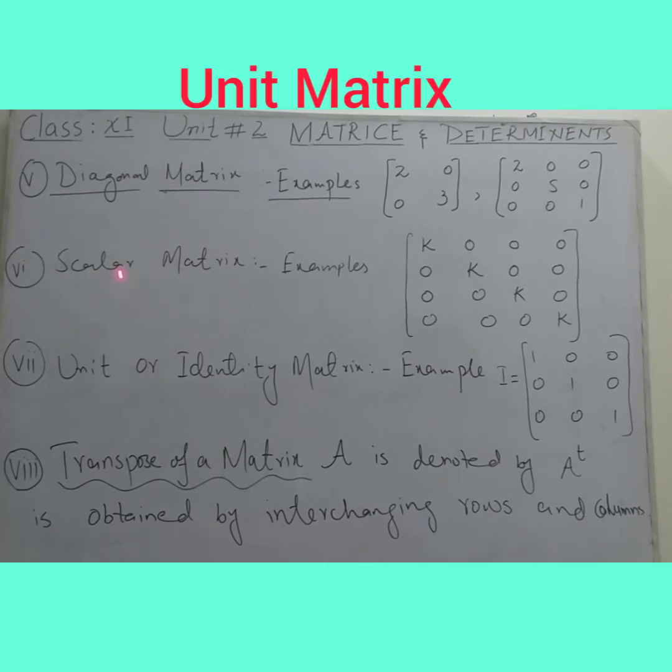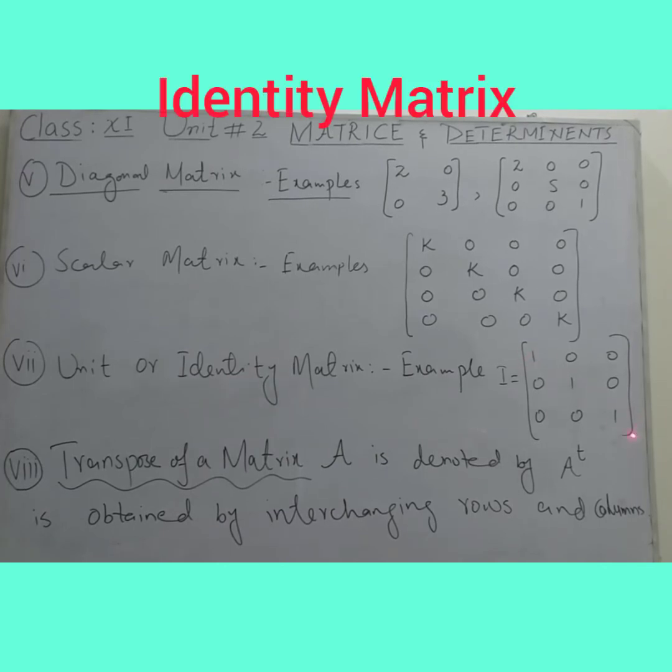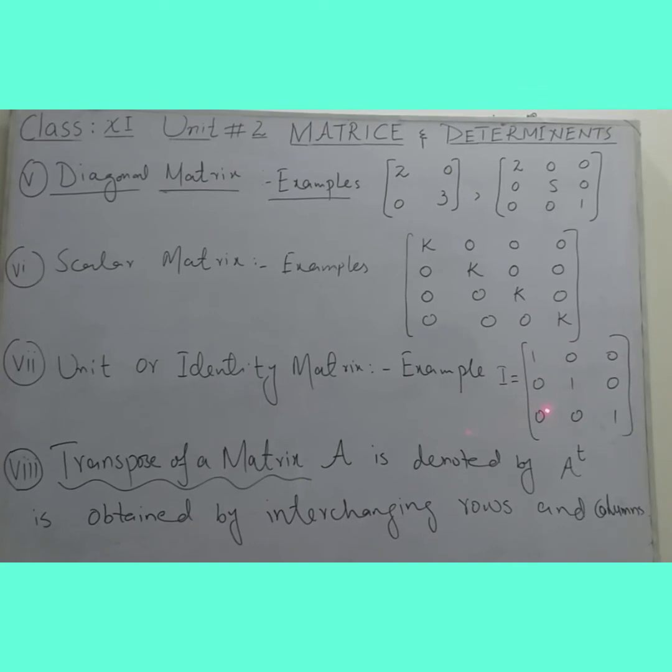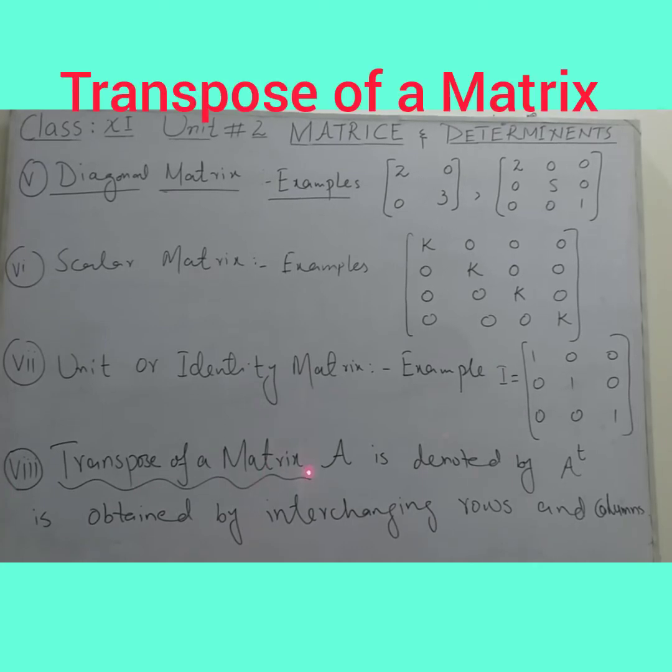Again, a scalar matrix becomes a unit or identity matrix when the diagonal elements are 1 and the rest are 0. So this is called an identity matrix. Number 8, transpose of a matrix.